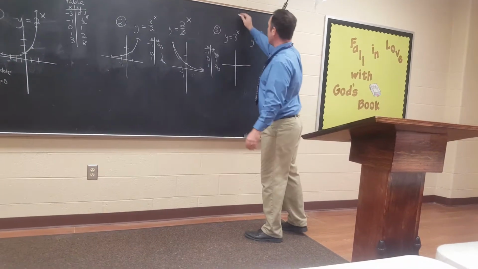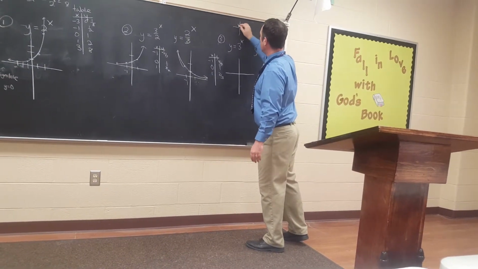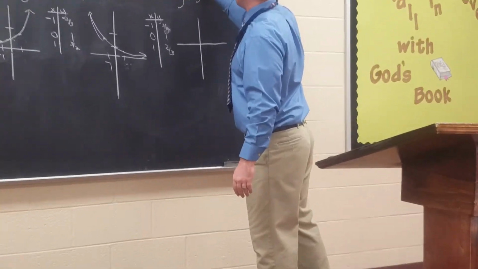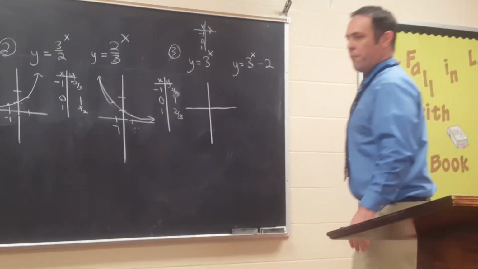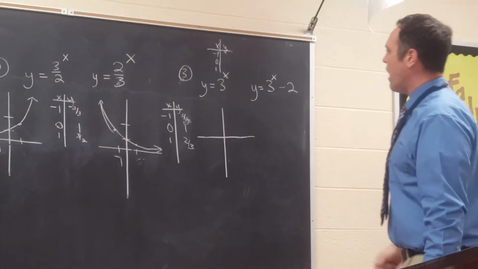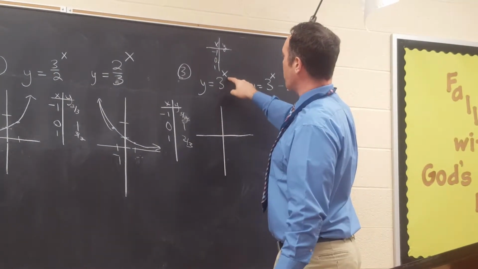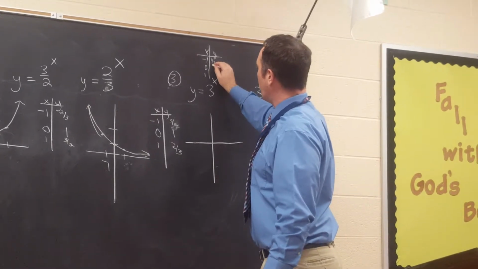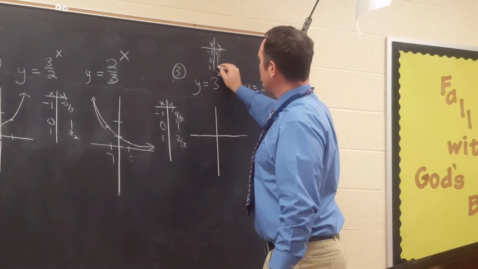All right, so do the same thing for these, and we'll put the tables above it. X, Y values, we're going to put the values of -1, 0, and 1. I know I'm going pretty fast. Anytime you can slow it down just to see how I got this. But 3 to the -1 is 1/3. 3 to the 0 is 1. And 3 to the first is 3.